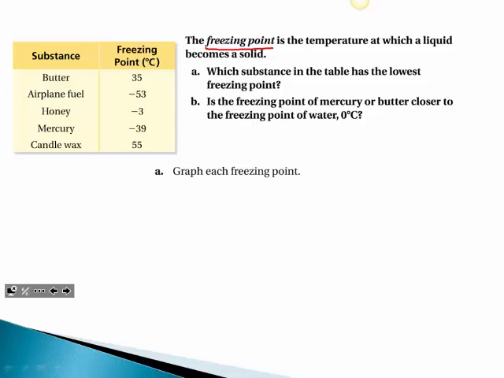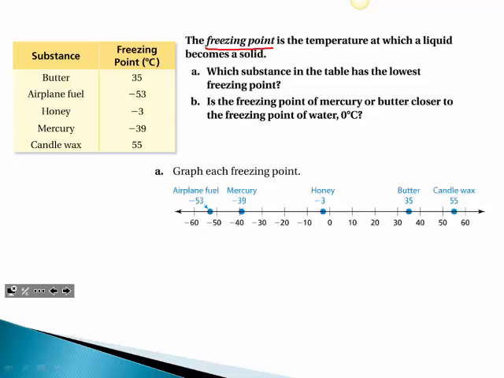First we're going to graph it. You don't have to if you visually can tell, but graphing is one way you can tell which one's the smallest. When you graph it, you notice, oh, I have negative 53 all the way down here. Since it's furthest to the left, airplane fuel has the lowest freezing point, negative 53 Celsius. That is the lowest number we have.